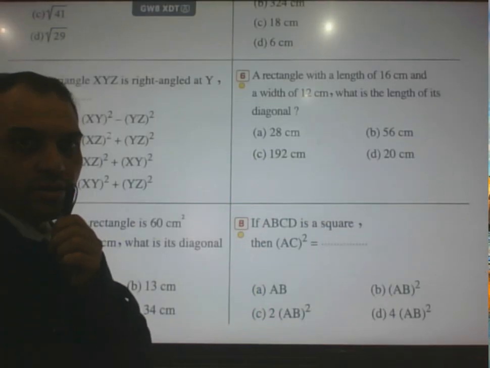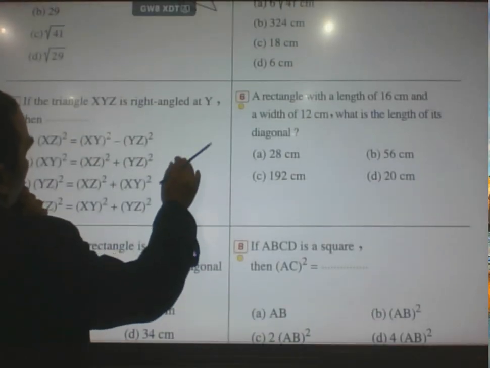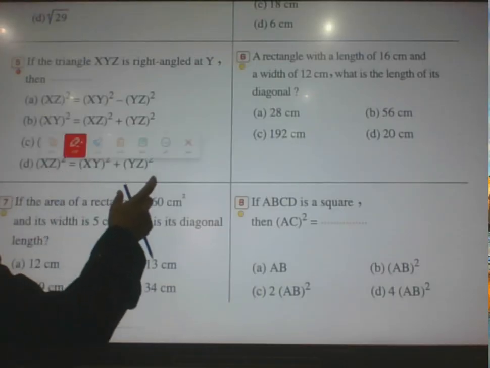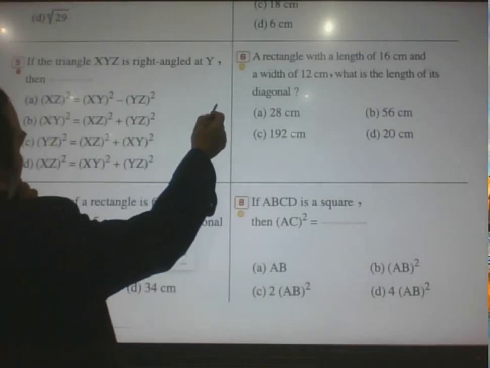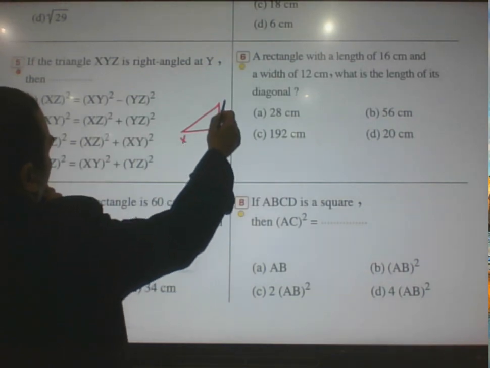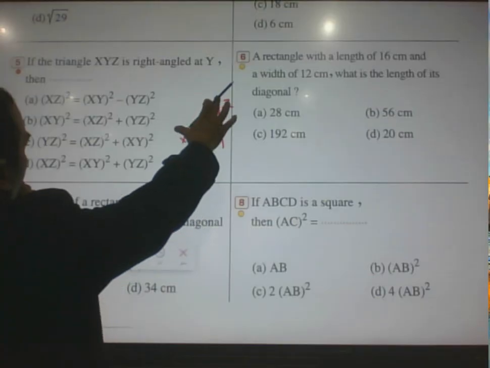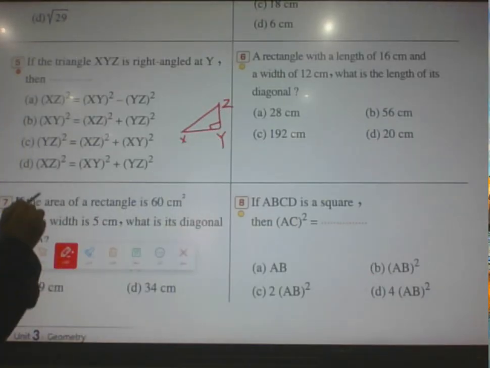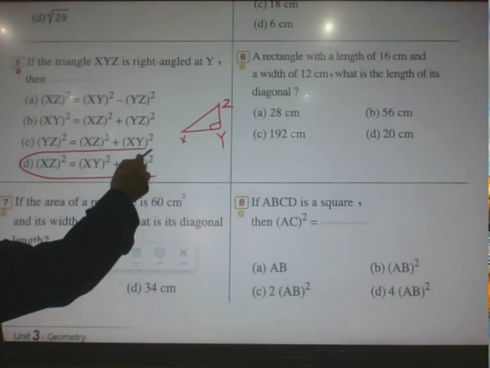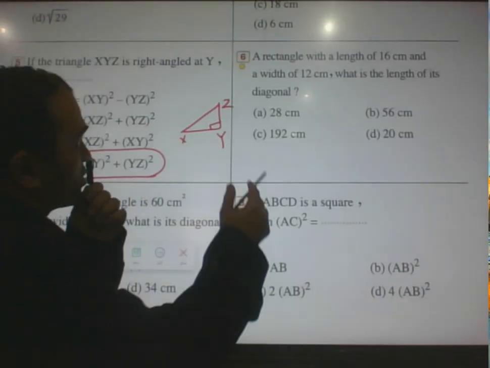Okay. Next question, we have triangle XYZ right angle at Y, like this. You want to find the rules here about the Pythagorean theorem. First step, we have Y, it's a right angle. X, Y, and Z, right angle triangle at Y. Then XZ power 2, so it would be hypotenuse. XZ power 2 equal XY power 2 plus YZ power 2. Okay, from Pythagoras theorem.